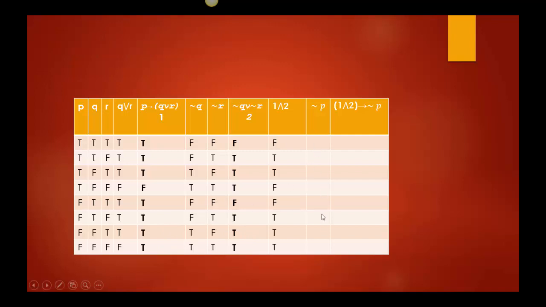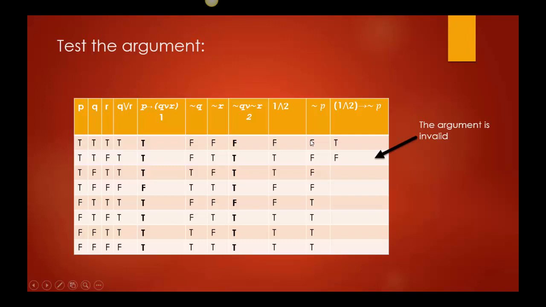I wrote not P here. This is our conclusion. So it's 4 falses and then 4 trues. Nice to have it side by side because it's hard to look back and forth sometimes. So I'm thinking I go from 1 and 2 over to not P. I'm using implies. So false, false is true, but true, false is false.